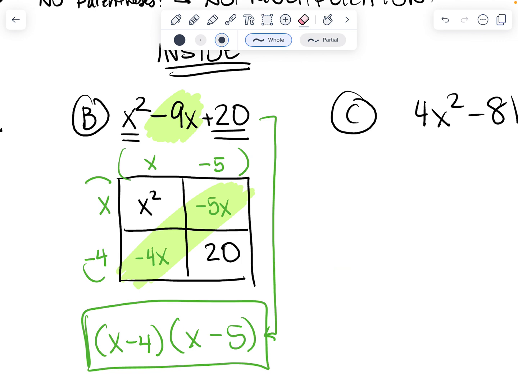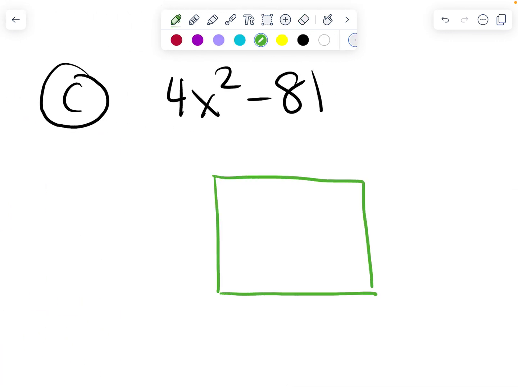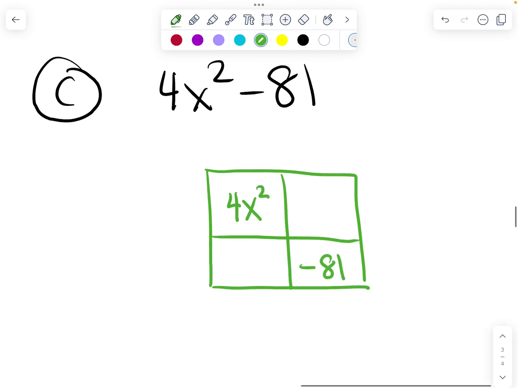Okay, so let's recap. You get a problem. There's no parentheses. So automatically you know you're filling in the inside of a box. The x squared term always goes up here. The number in the back that's all by itself goes in the bottom corner. And then you do some multiplication. You're like, okay, now let me fill this in. I need an x and I need an x. So you might be thinking, I don't know, 4 and 1. Two numbers that multiply to 81 are 9 and negative 9.